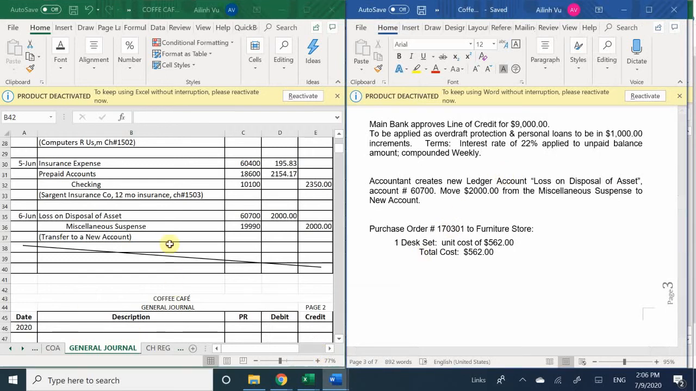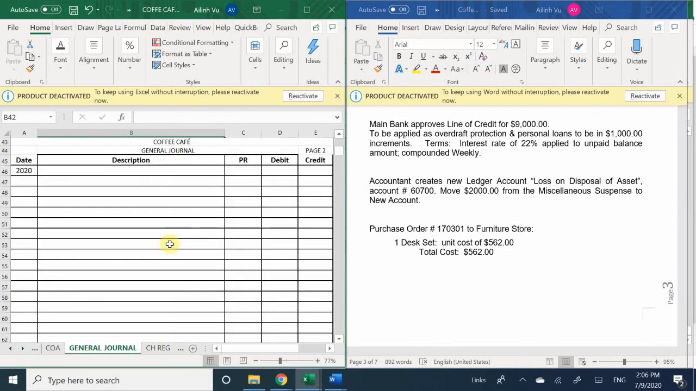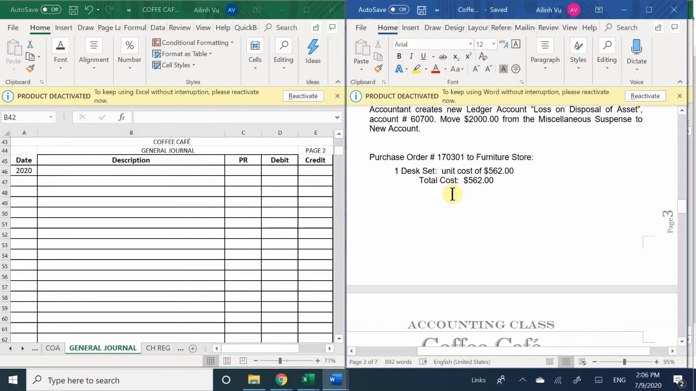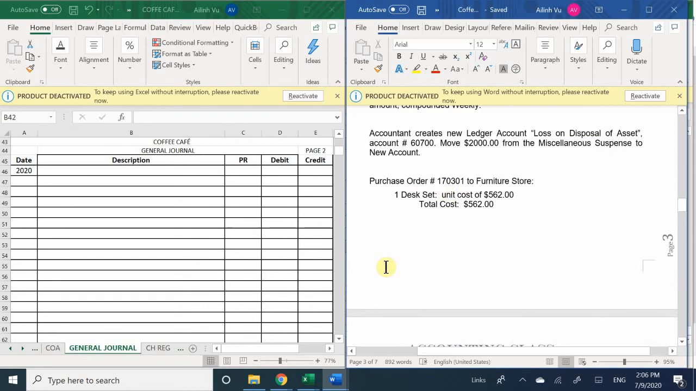So now that we finished our first page, we can go ahead and start on our second page. Okay, so everything now is general journal number 2. So let's see what the next one asks us to do. Okay, so the next thing that we did was we had a purchase order, number 17-030-01. Okay, so 301. I'm just going to do 301. And it's to the furniture store. And here we ordered 1 desk set, and it's going to cost us $562, and in total $562.